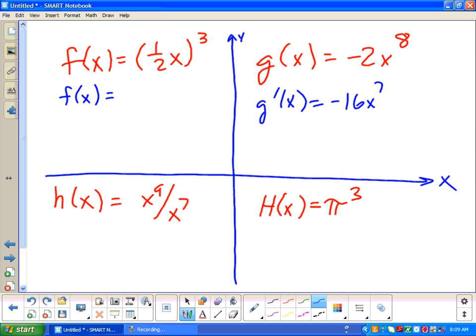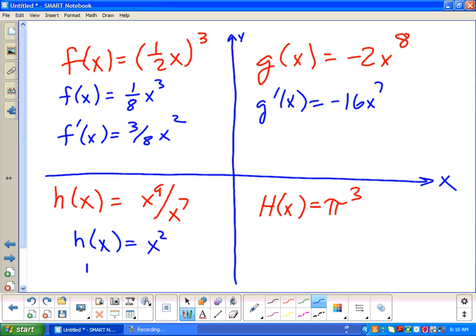First thing we have to do is simplify this. This becomes 1/8 times one half cubed, x cubed. Now we do the power rule. F prime of x equals, how about 3/8 x squared? All right. On this one, again, on the quadrant 3, we better reduce it. I think it's x squared. When you reduce it, I think h prime is just 2x.